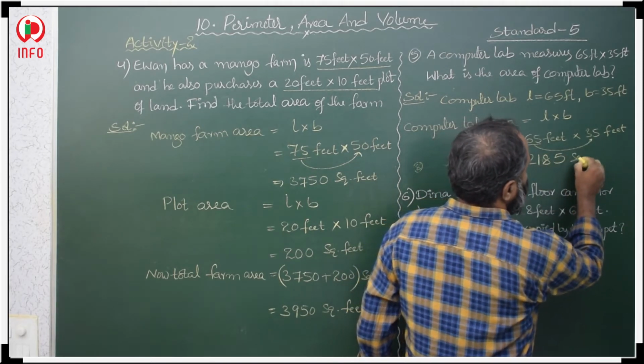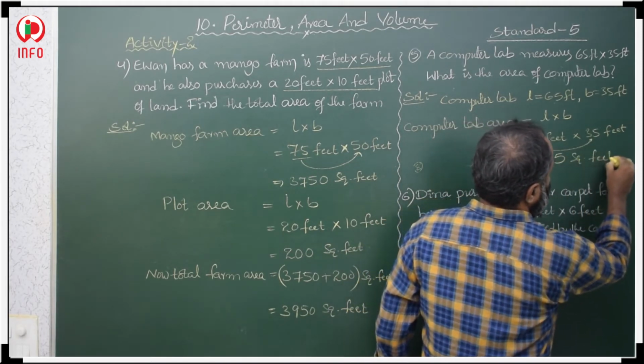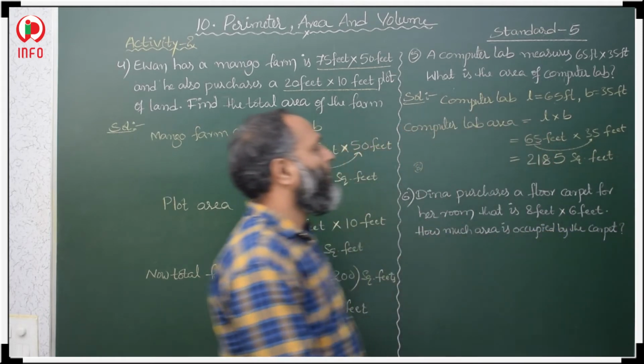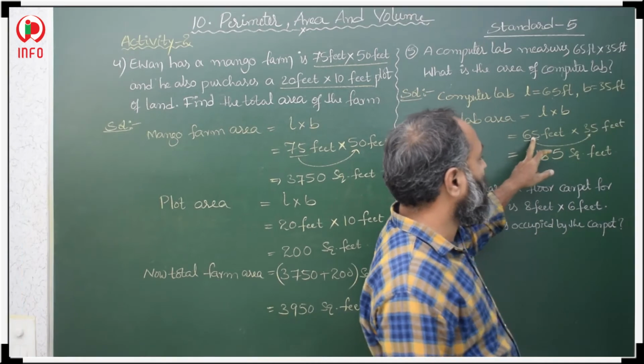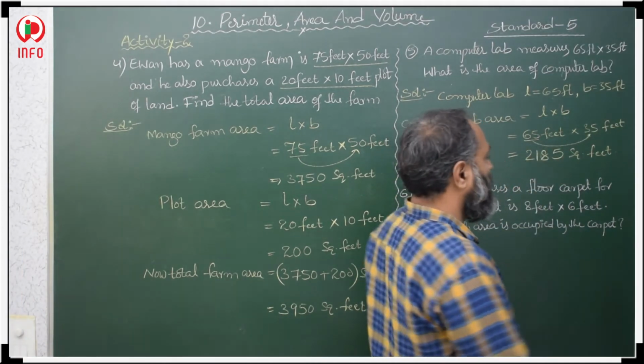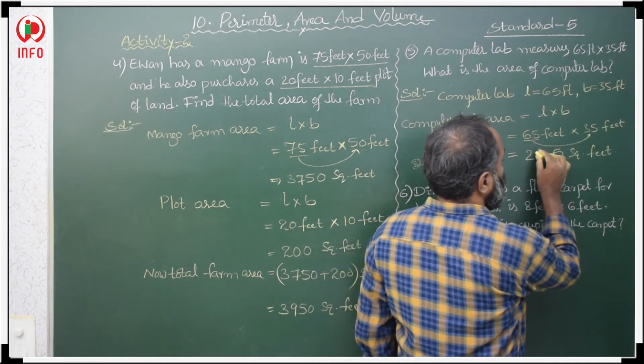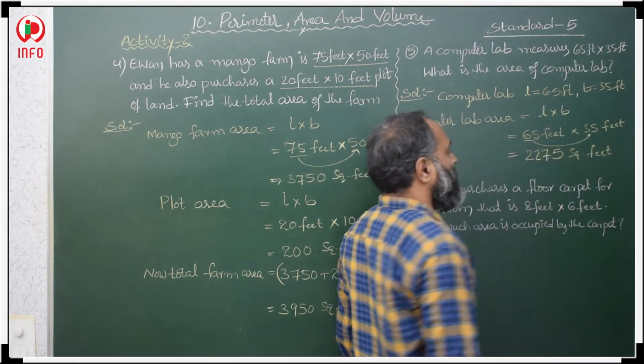2185 square feet. This is the computer lab area. Now here, if you multiply 65 with 35, the answer is 2275. This is the area.